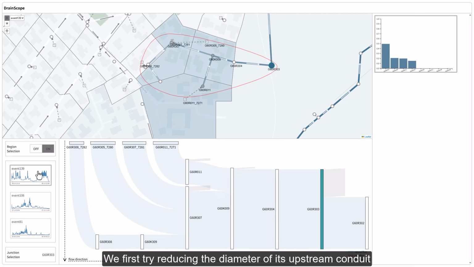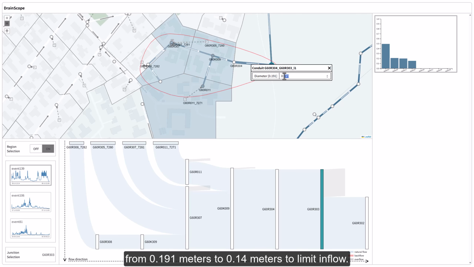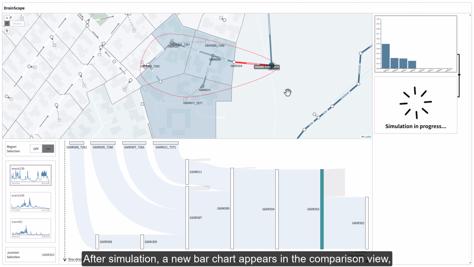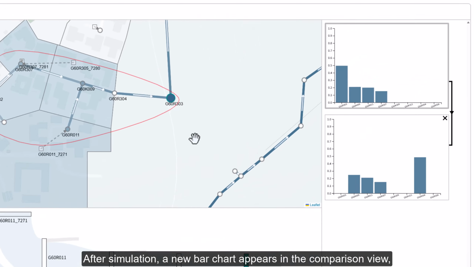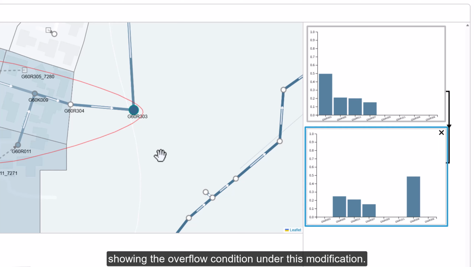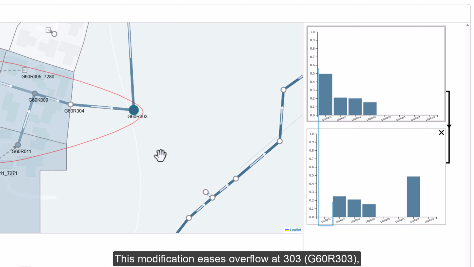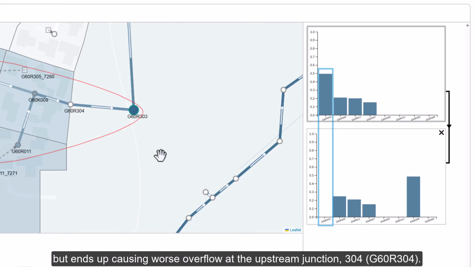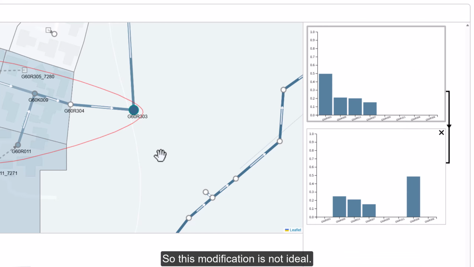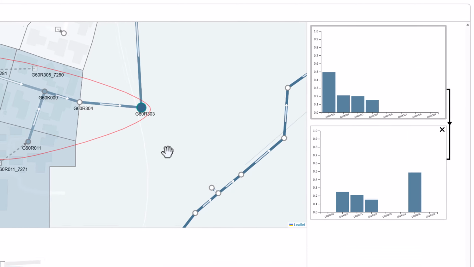We first try reducing the diameter of its upstream conduit from 0.191 meters to 0.14 meters to limit inflow. After simulation, a new bar chart appears in the comparison view, showing the overflow condition under this modification. This modification eases overflow at 303, but ends up causing worse overflow at the upstream junction, 304. So this modification is not ideal.